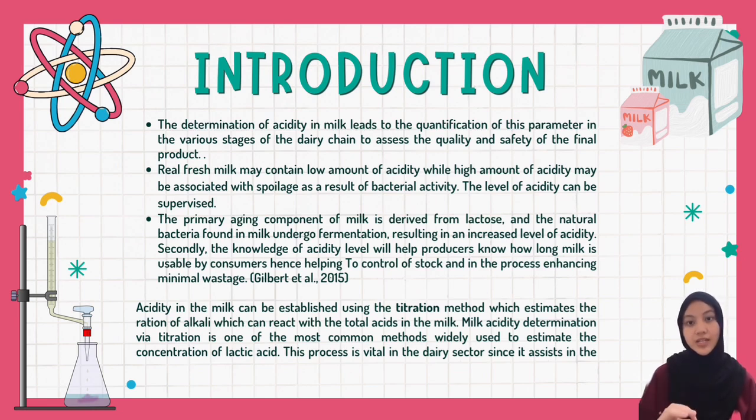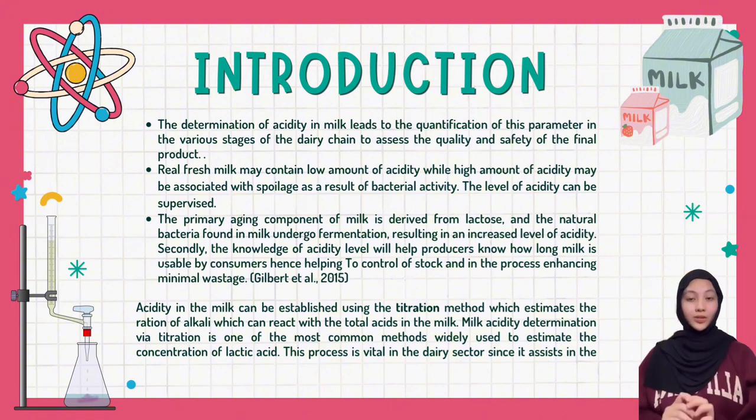Secondly, the knowledge of acidity level will help producers know how long milk is usable by consumers, hence helping to control stock and in the process minimizing wastage. So there's a few ways of how we can approach this situation. Acidity in the milk can be established using the titration method, which estimates the ratio of alkali which correlates with the total acids in the milk. Milk acidity determination via titration is one of the most common methods widely used to estimate the concentration of lactic acid. This process is vital in the dairy sector since it assists in the testing of the milk to ensure it is okay for human consumption.